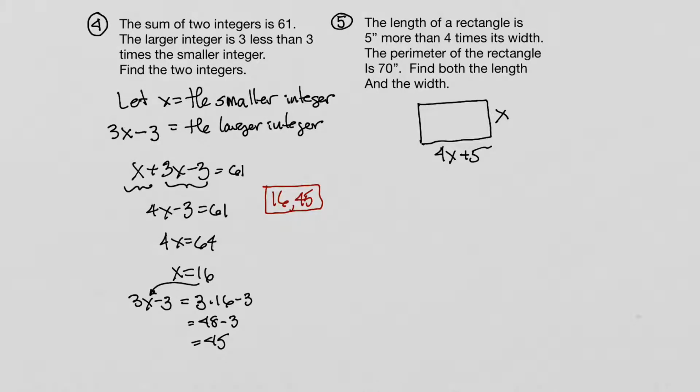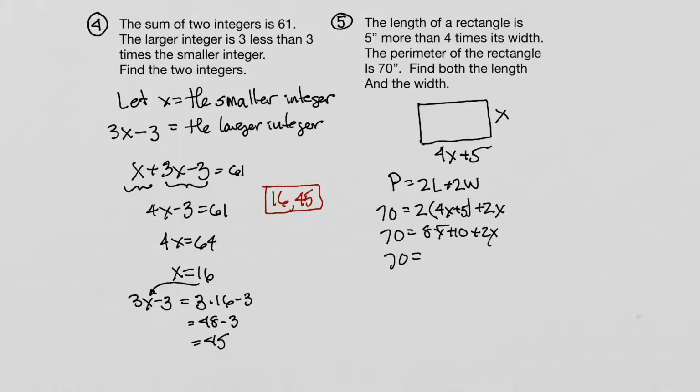Now, we know from a fact from geometry, and we remember this, that the perimeter of a rectangle is twice the length plus twice the width. So let's put everything we know into this formula here. The perimeter, we're told, is 70. That's equal to twice the length, which is 4x plus 5, plus twice the width, that's x. So we're going to get 70 equals 8x plus 10 plus 2x. This is going to give us 70 equals, now 8x and 2x is 10x plus 10.